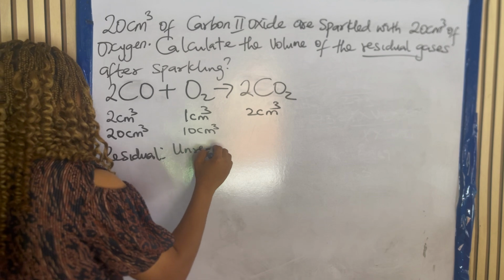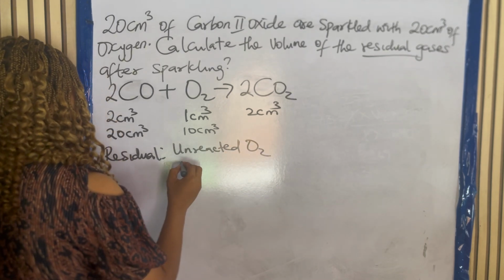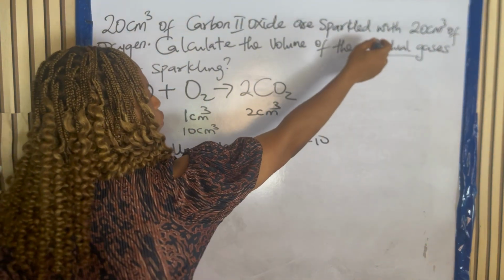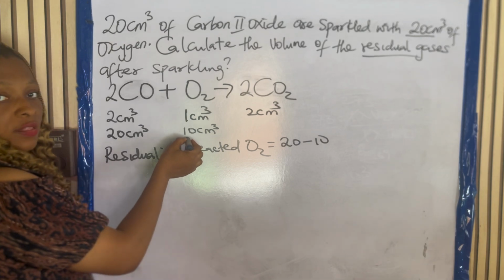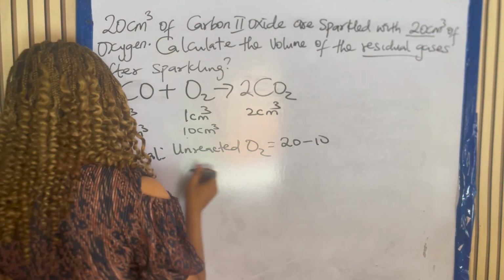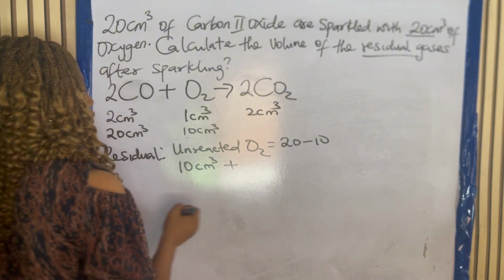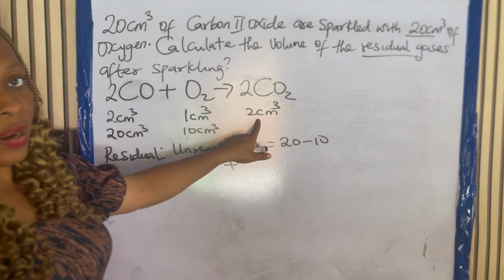Unreacted oxygen. What is the unreacted oxygen we have here? Unreacted oxygen is 20 minus 10, because what was poured in the eudiometer was 20, but what was actually used was 10. 20 minus 10 will give us 10 cm cube. Plus, now 2 cm cube produce 2 cm cube, right?